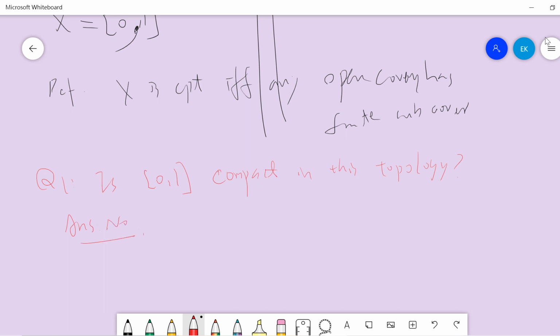This is hard to see, but let me show you. I can use these open intervals to cover it. Basically, I can write it as a union of [0, 1 minus 1/n]. Sorry, it fails.